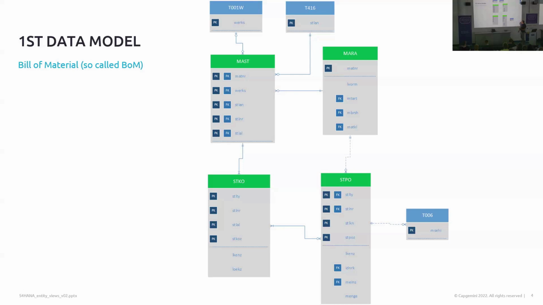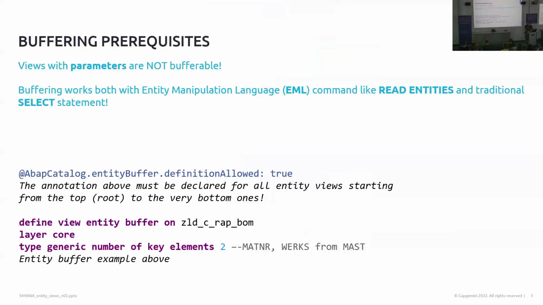So this IDNRK recognizes material, which is the component to build more complex material, the number of which is stored in the MAST table, in the BOM header table, in the field MATNR. Yeah, so that's the first data model we will be using for our exercises.